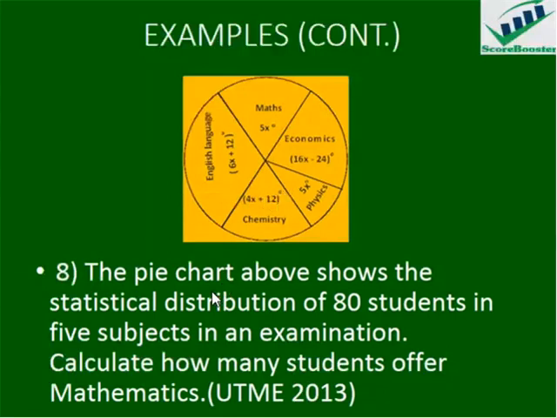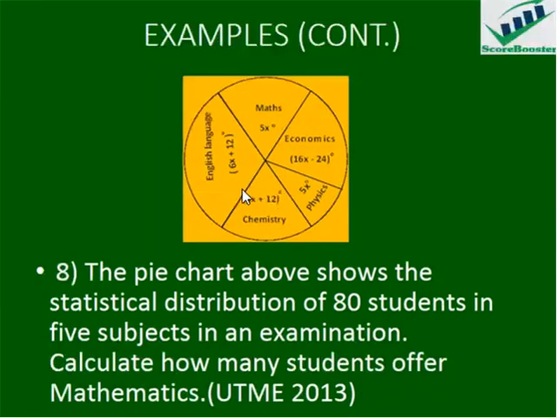So the question says, the pie chart above shows the statistical distribution of 80 students. So from the question, we know the total number of students is 80 in 5 subjects in an examination. So we have to calculate how many students offer mathematics. So it's just like the previous question. The first step is to obtain the value of x.